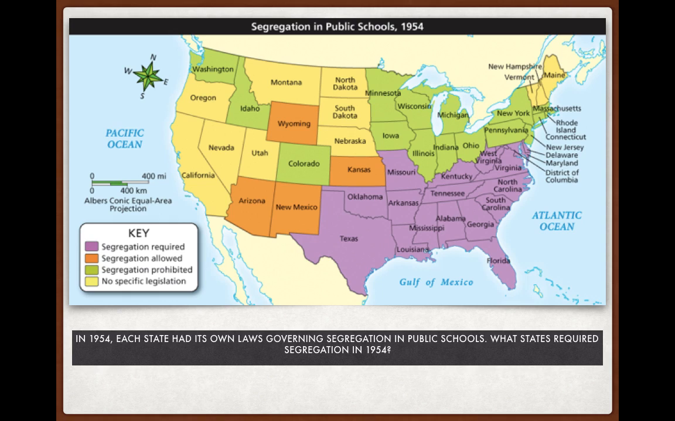In 1954, each state had its own laws governing segregation in public schools. Which states required segregation in 1954? You can see all those states in purple require schools to be segregated. The orange, it was optional. The green, it was not allowed at all. And the yellow, there were no rules.